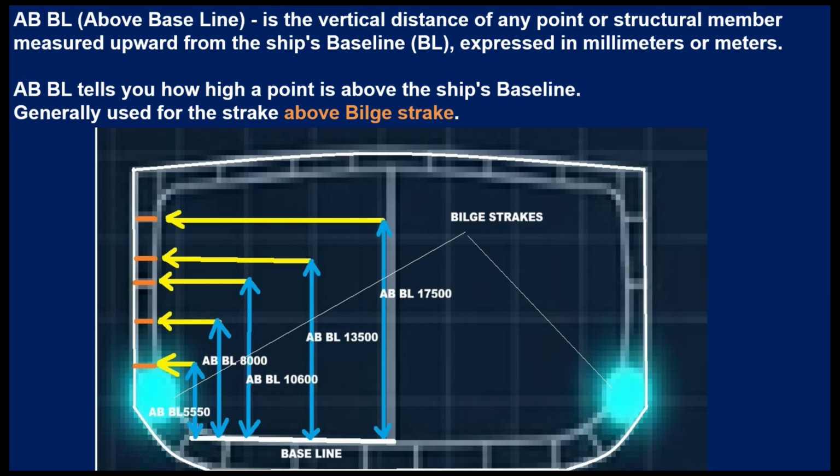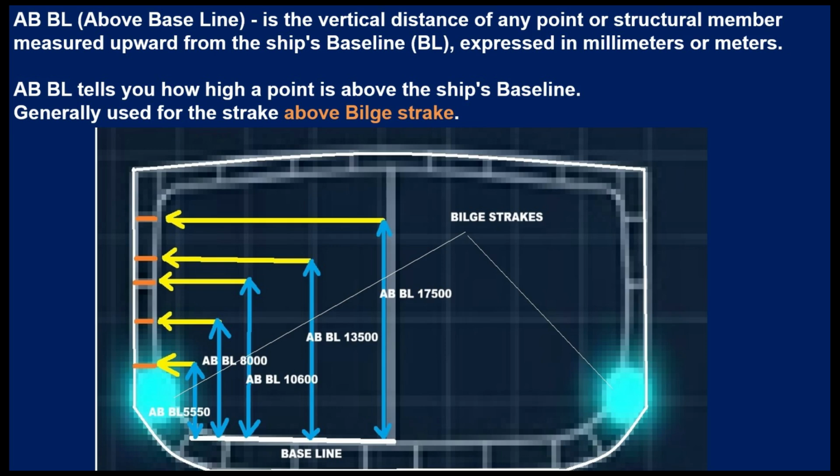ABBL represents the vertical distance of any point or structural member measured upward from the ship's baseline. If the drawing indicates upper deck 17500 ABBL, it means the upper deck is 17.5 meters above the baseline. One important point to remember is that ABBL does not tell us the height above sea level. It only tells us the height above the ship's design reference line, the baseline.